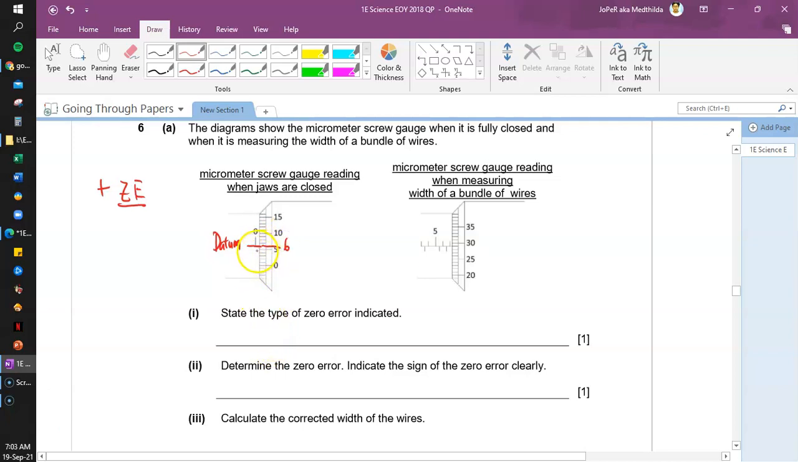What's the reading on the main scale? You realize 0 is the only one you see. The last seen value on the main scale, the main scale reading that you can last see, is actually 0.0 mm. The thimble scale reading that matches the datum line is actually 0.06 mm. Hence, you add these two up, you're going to get 0.06 mm. Positive. So the type of zero error indicated is a positive zero error.